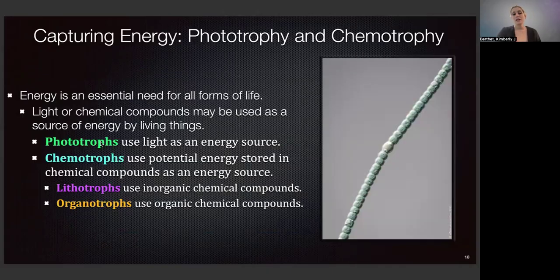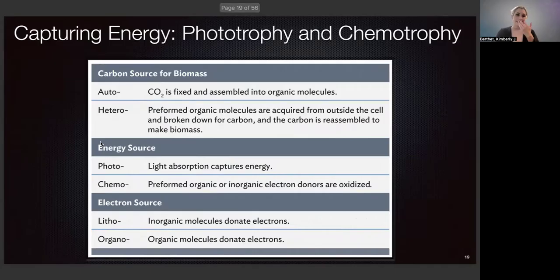Okay. Looking at phototrophic organisms, again, they're using light energy from the sun to generate glucose. Chemotrophs, on the other hand, use a form of chemical energy, and this chemical energy can come in two different forms. It can be litho or organo. Litho meaning inorganic, organo meaning organic. So we have phototrophy and chemotrophy, which can then be broken down further to lithotrophs and organotrophs.